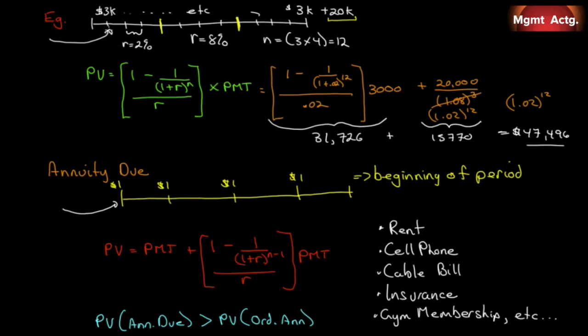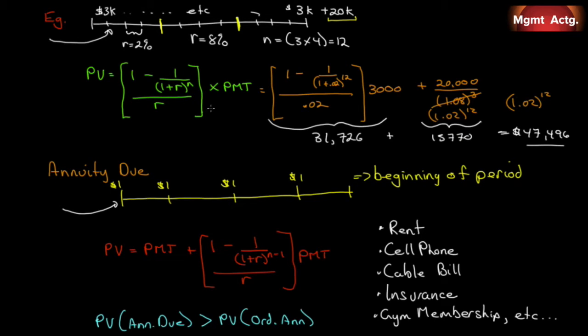Look, this first $3,000 has to be discounted for one period. But if we got it at the beginning of the period, it wouldn't have to be discounted at all. It would be worth the full $3,000. Every cash flow would be worth more. The second one wouldn't have to be discounted for two periods. It would only have to be discounted for one, thereby making it worth more. So the present value of an annuity due is always greater than the present value of an ordinary annuity.